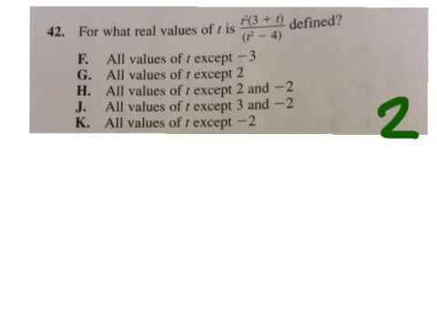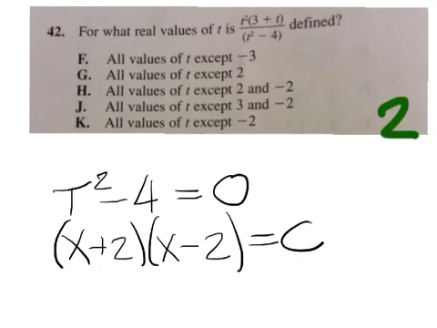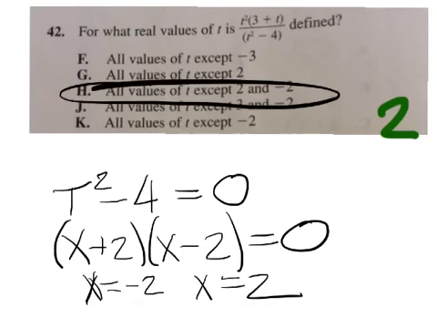For what real values of t is that expression defined? Well, it's going to be all values of t except something, because that's what all the choices are. You cannot have a 0 in the denominator, so t squared minus 4 equals 0. If you factor that difference of 2 squares, I'm using an x, even though the variable is t. x could not be negative 2, and x could not be positive 2. So it would have to be H.